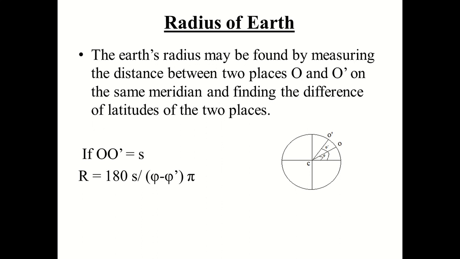Size means, since it is a spherical object, the size of a spherical object is usually expressed in terms of its radius. As you all know, nowadays we are familiar that the size of the earth, or the radius of the earth, is given as 6400 kilometers, or the diameter is 12,800 kilometers.